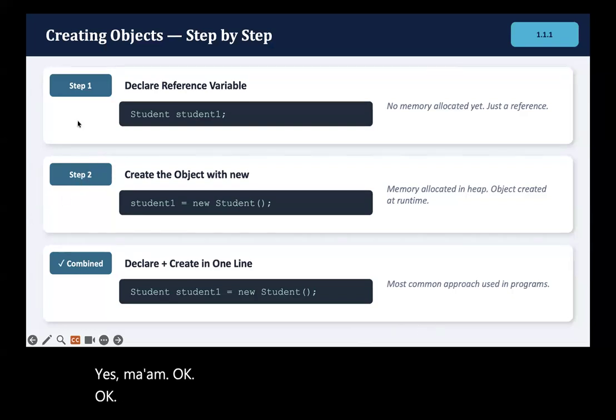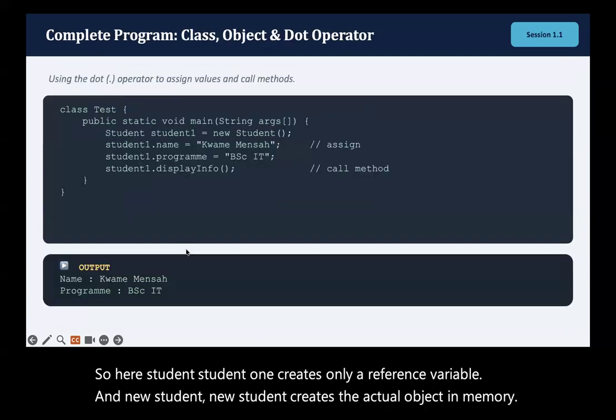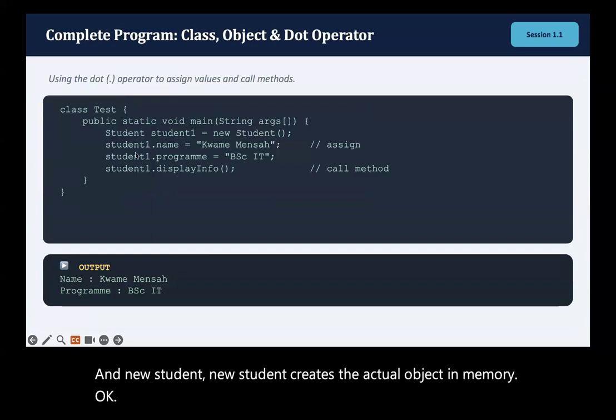So here, student1 creates only a reference variable. And new Student creates the actual object in memory. So now we have defined the class. Now we know how to create the object.